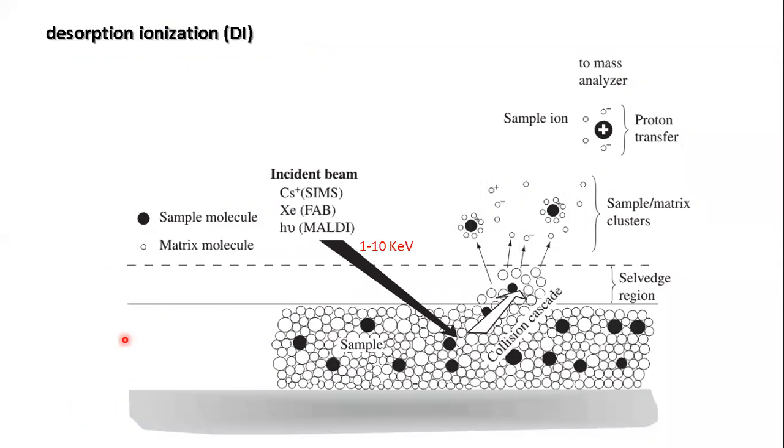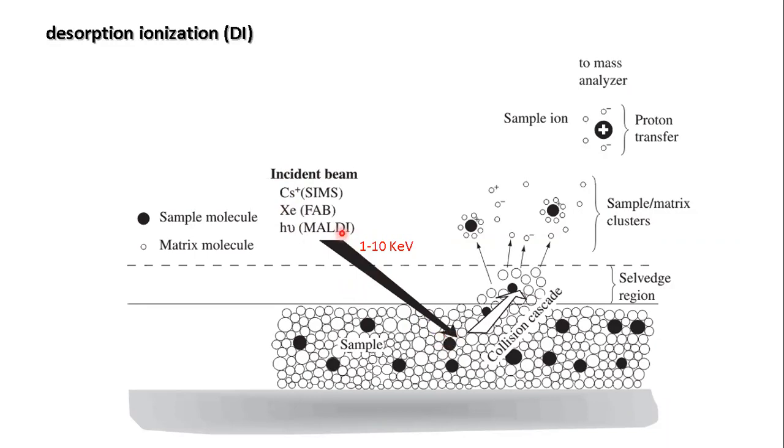Now let us look at how things happen. Here, in the desorption ionization technique, this white ball shape is the matrix molecule, and the black one is the sample molecule. You can see the sample molecule is dispersed in the matrix. Now what is happening? The incident beam of maybe the ion or the atom or the photon is utilized in this case.